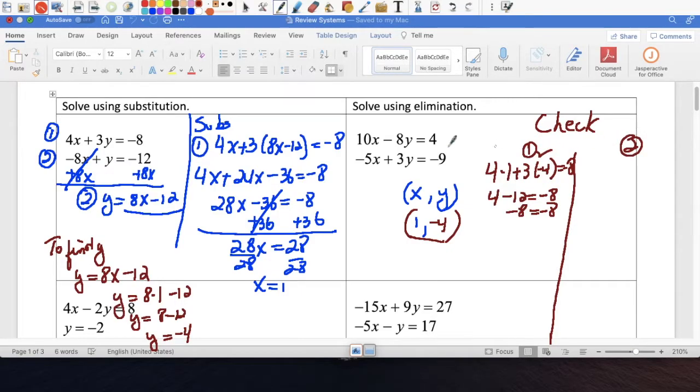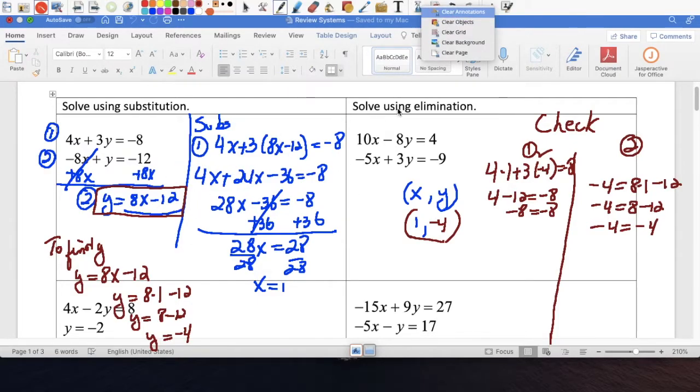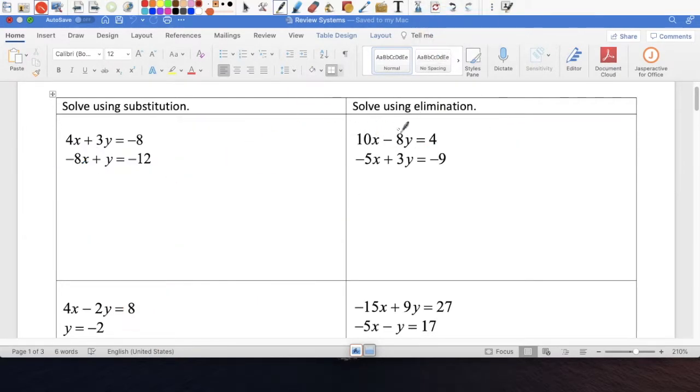Equation 2, I'll choose this version here. y equals 8x minus 12, so I get negative 4 equals 8 times 1 minus 12. Negative 4 equals 8 minus 12, and as you can tell, that point satisfies equation 1 and equation 2.